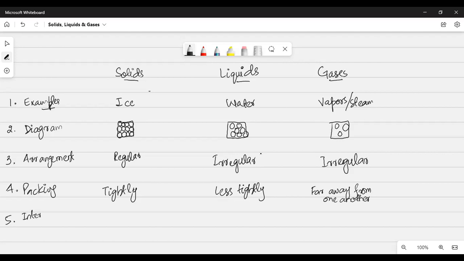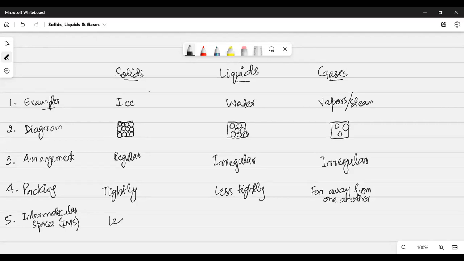Now, the next term is commonly known as intermolecular spaces. We commonly write it as IMS, but if you use the whole term, that's better. Intermolecular spaces is actually the space between the particles.